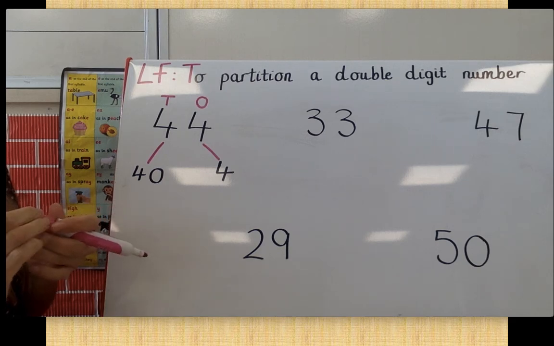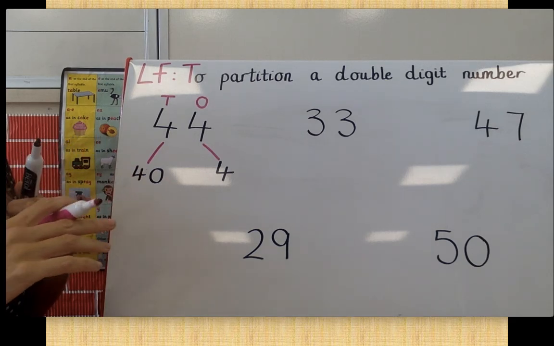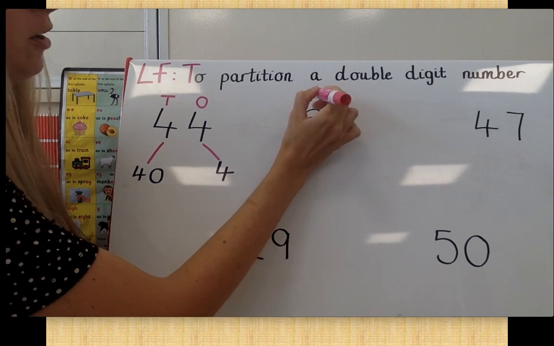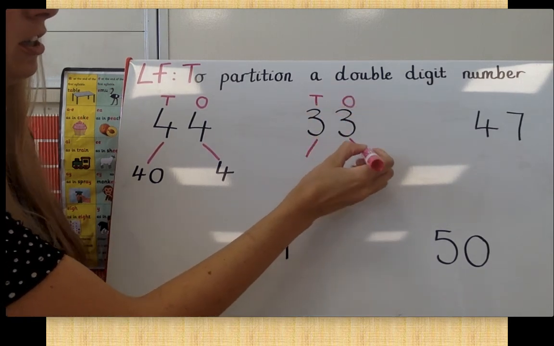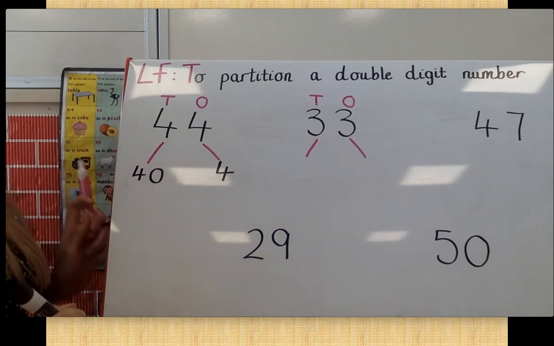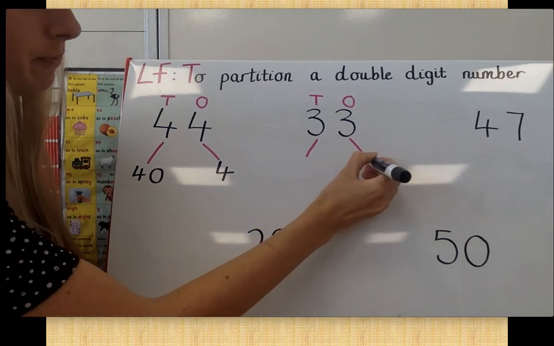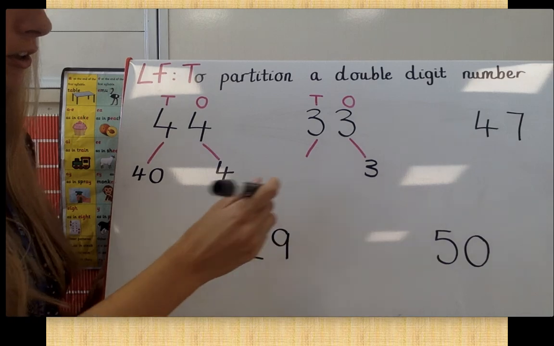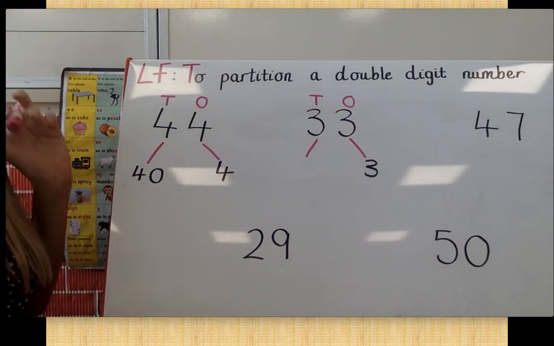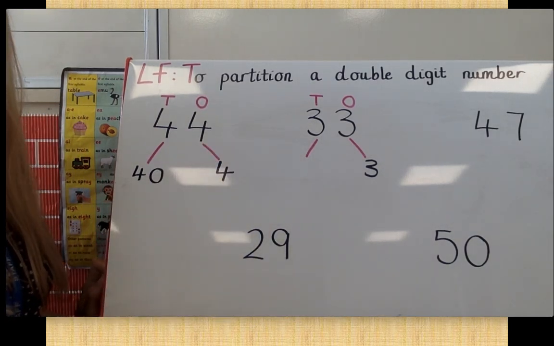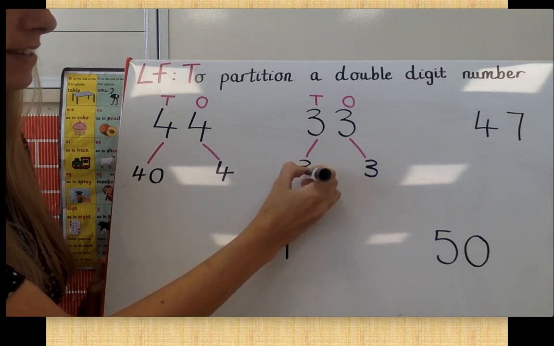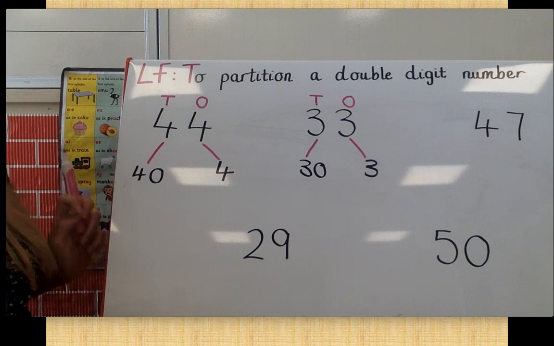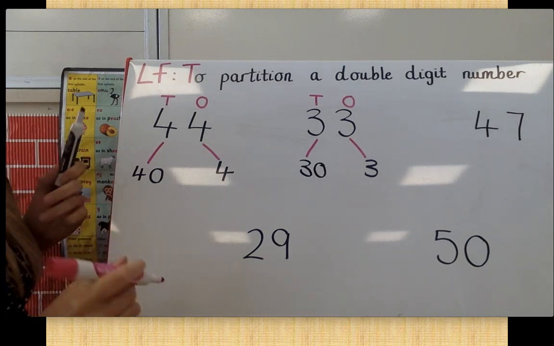So remember again, the first step, you've got to put your 10s and 1s at the top. And we're going to partition those out. So 3 1s are 3. Remember, we got those the right way round. And 3 10s, counting your 10s, 10, 20, 30. 3 10s are 30. We've partitioned that number there.